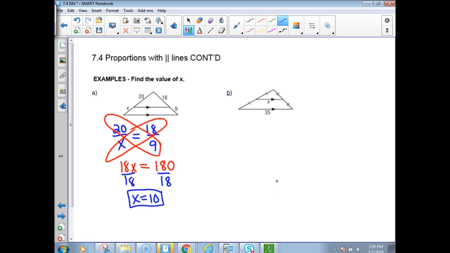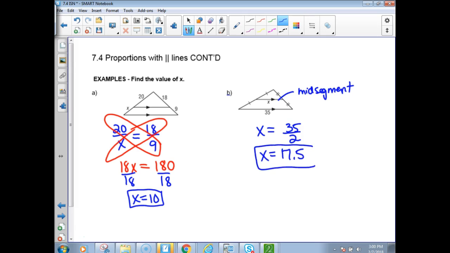The next problem shows tick marks. Those tick marks indicate that these sides are congruent to one another, which makes x a midsegment. It is a midsegment because these sides are bisected. All right, if it's a midsegment, then x is equal to 1/2 of 35. 35 divided by 2 would be 17.5. Okay, no proportion for that one.